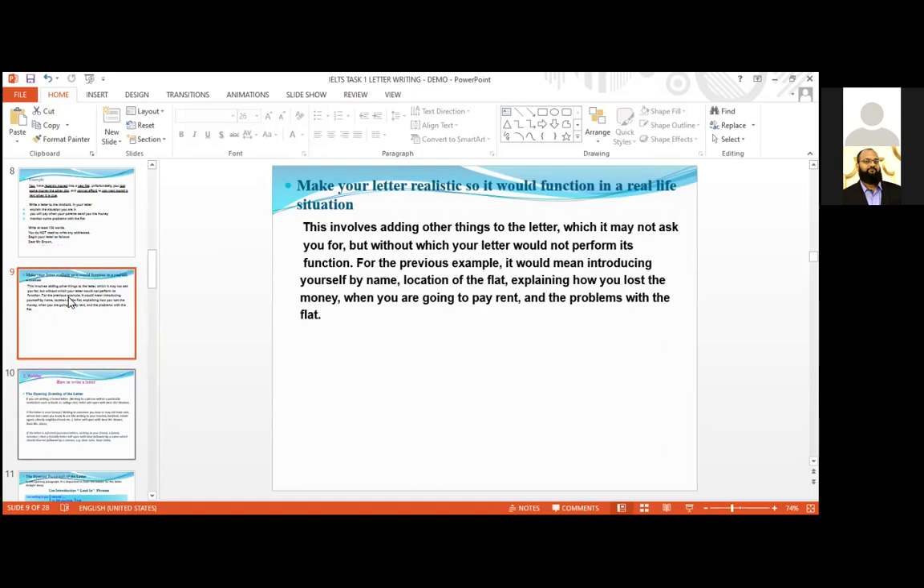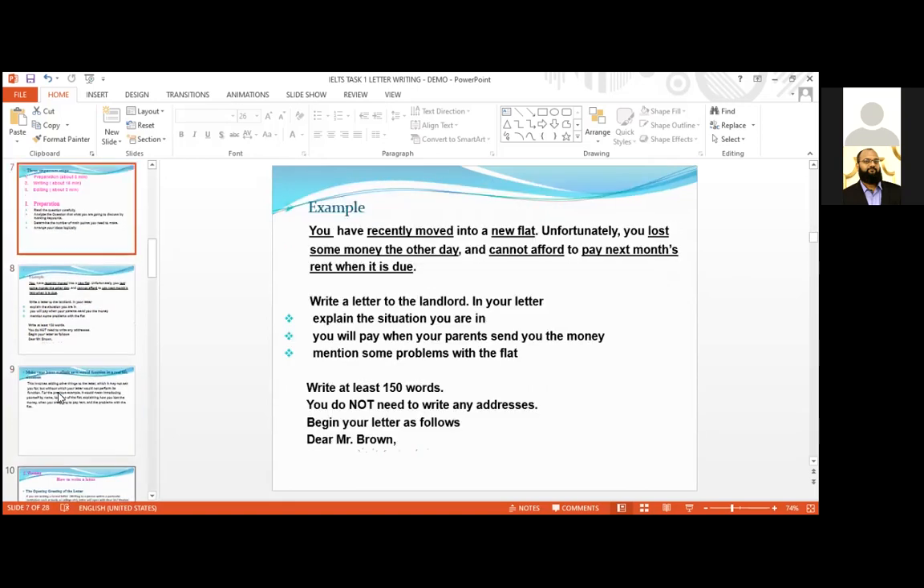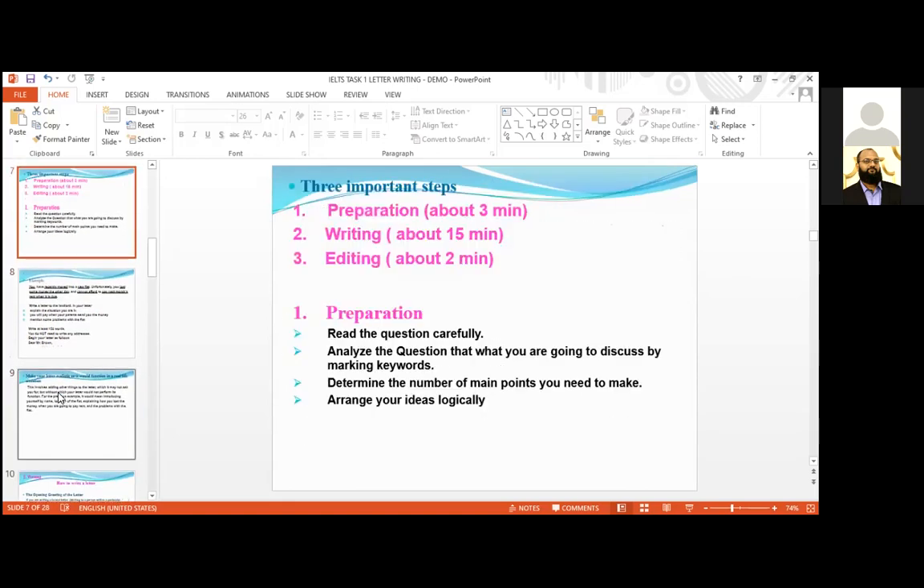Okay. Now, how do we write? Writing process is yet another task. You have 20 minutes with you. You can divide your part into 3. Okay, 3 steps. Preparation, 3 minutes.